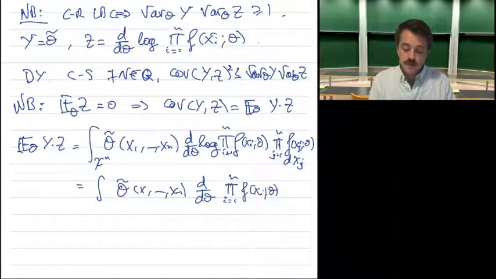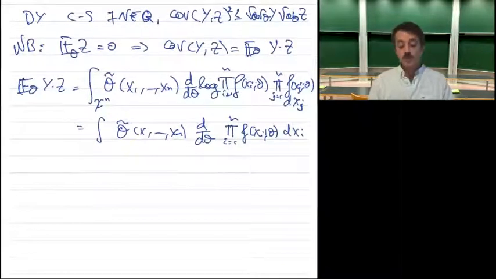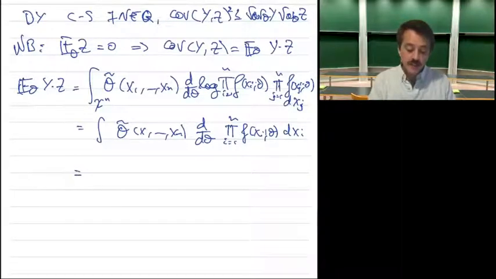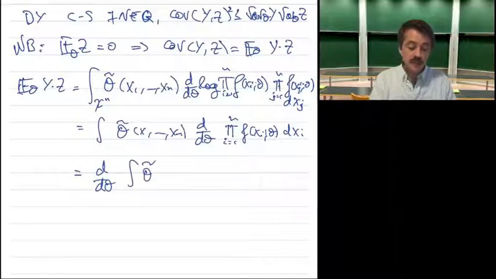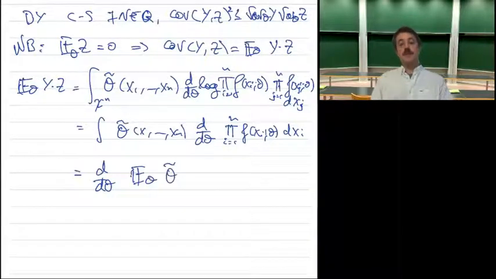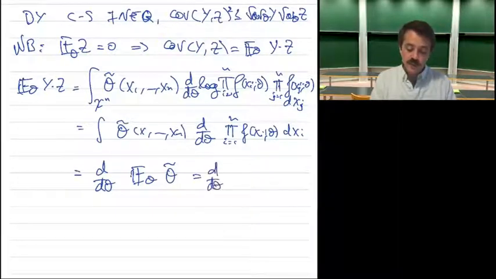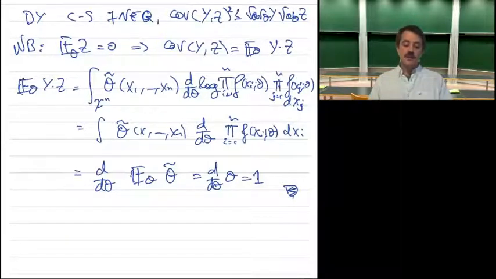And well, if we can swap, if we have the usual regularity assumptions, then what we get is the derivative with respect to theta of, well, actually, directly of the expectation under theta of this theta tilde. And now we can use the unbiasedness. And so this is the derivative with respect to theta of theta, so this is a 1. And that's exactly what we were looking for.